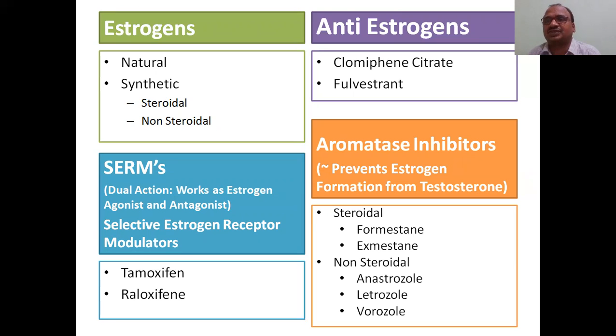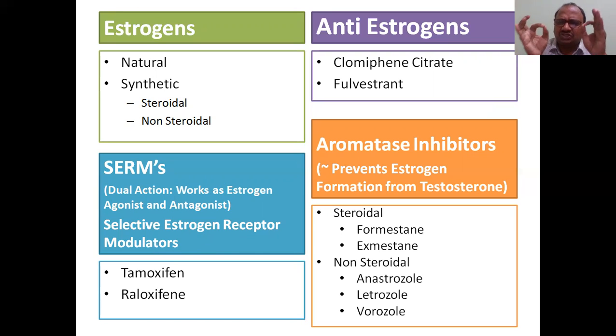Next, SERMs. These are SERMs, not sperm. Sperm is different, spermatozoa is different; that comes in the male. Here it is SERM: Selective Estrogen Receptor Modulators. They have a speciality. What is that speciality? They have a dual action. They work as an estrogen agonist, and they also work as an estrogen antagonist.